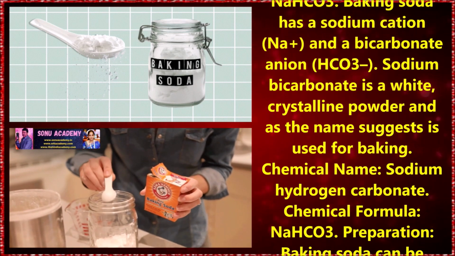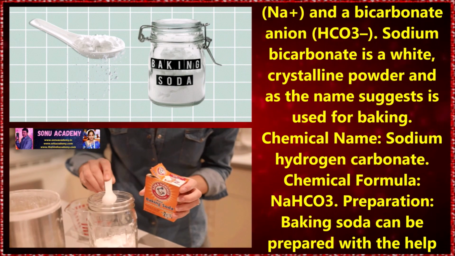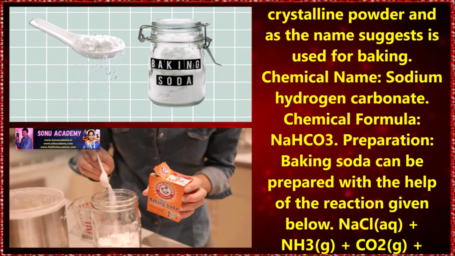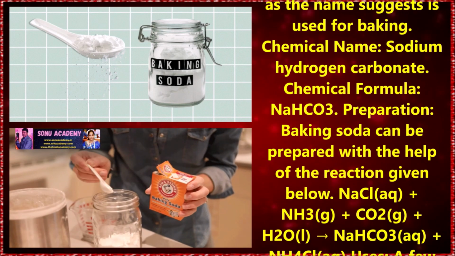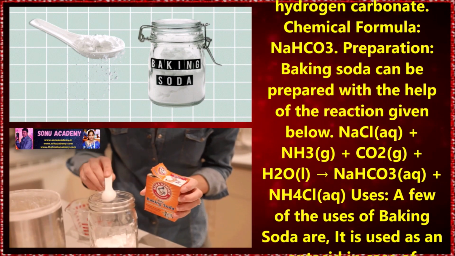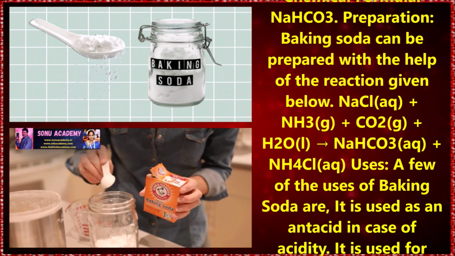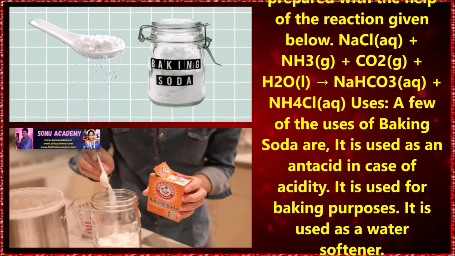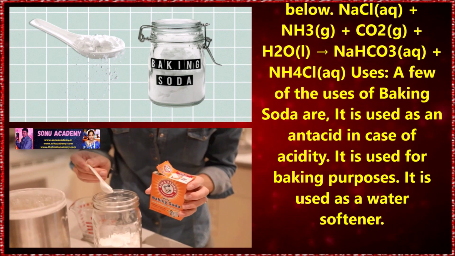Let us see the details of baking soda. The chemical name of baking soda is sodium hydrogen carbonate. Formula is NaHCO3. Baking soda can be prepared with the help of the reaction given below. NaCl plus NH3 plus CO2 plus H2O gives rise to NaHCO3 plus NH4Cl.